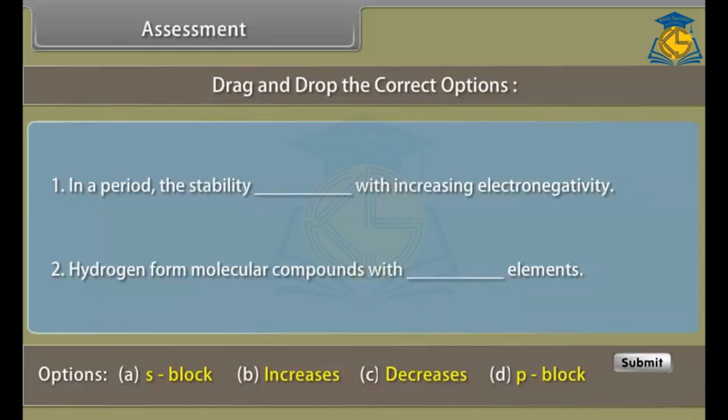LaH2.87. Assessment. Before proceeding further, let us know how much you have learned. Drag and drop the correct option.